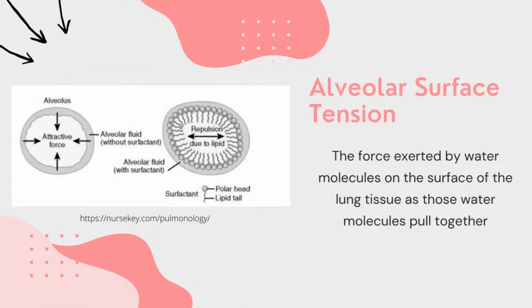Alveolar surface tension is another factor that influences pulmonary ventilation. Surface tension is the force exerted by water molecules on the surface of lung tissue, as the water molecules are highly attracted to one another and try to cram together, producing the smallest surface area possible. Because the air inside the lungs is moist, there is considerable surface tension present.